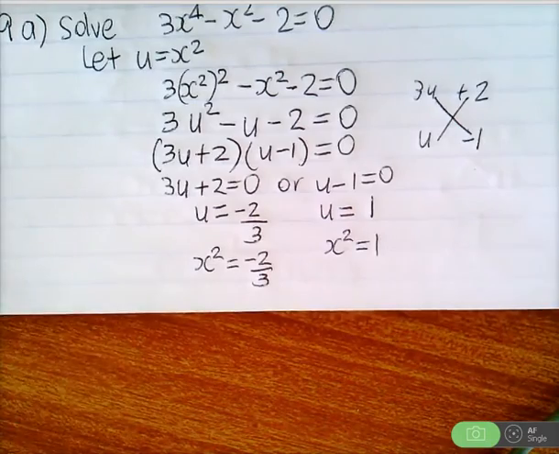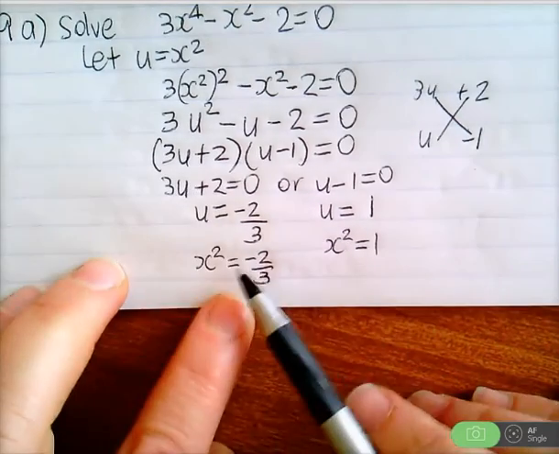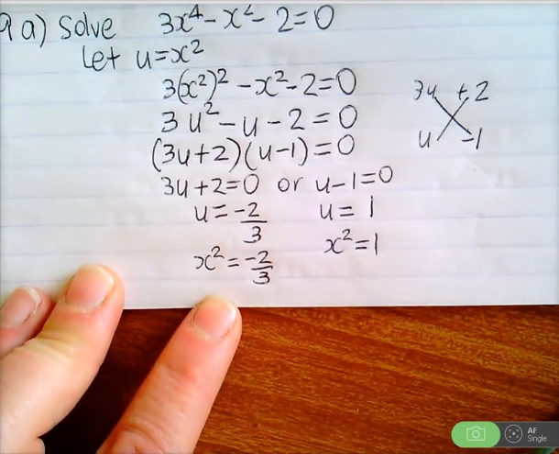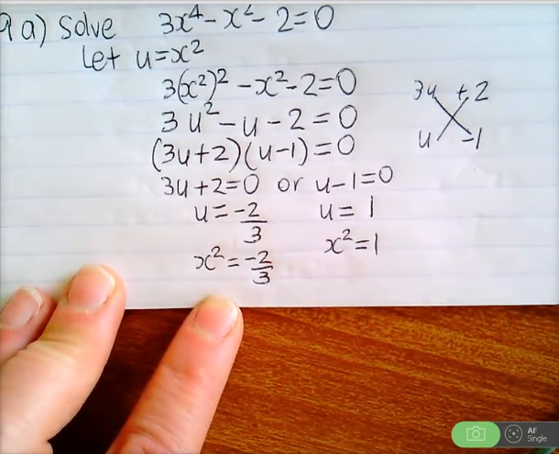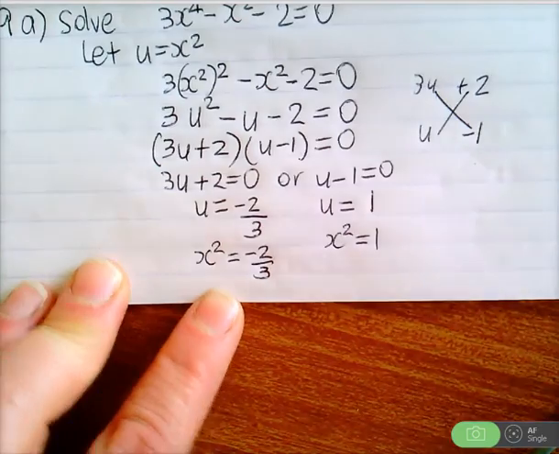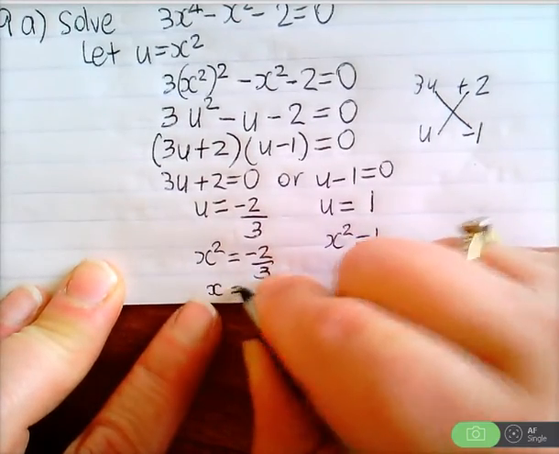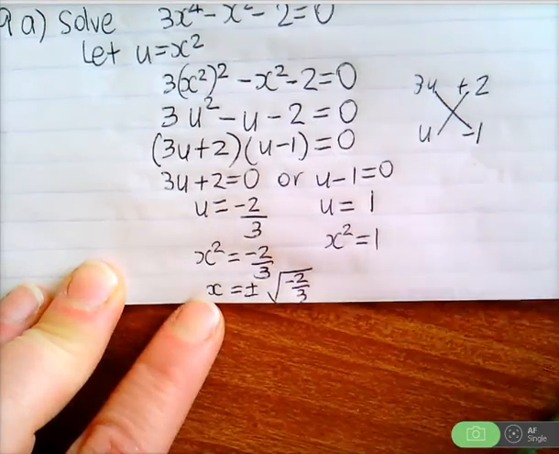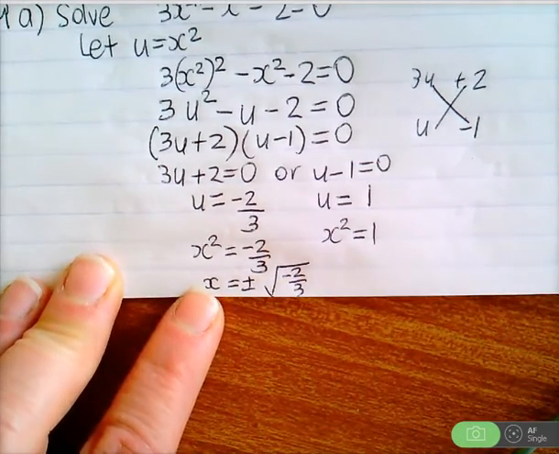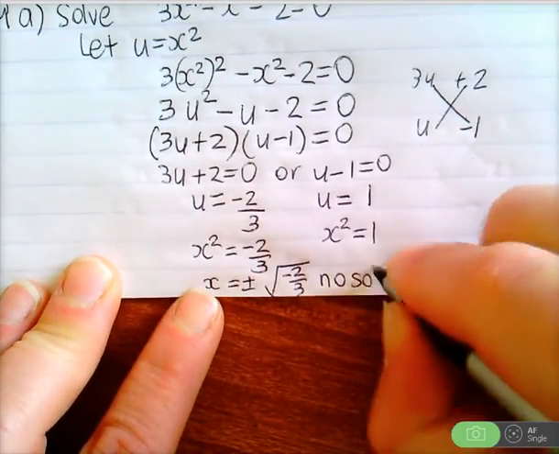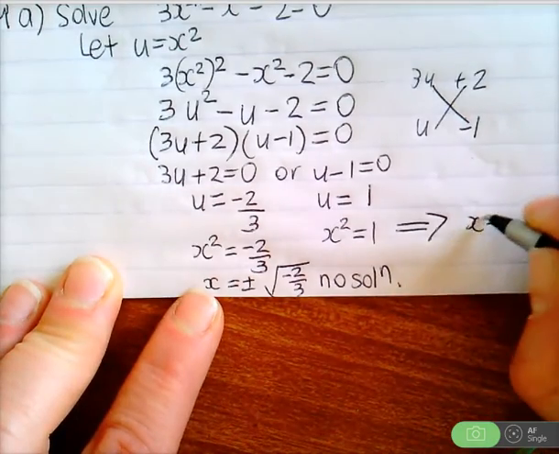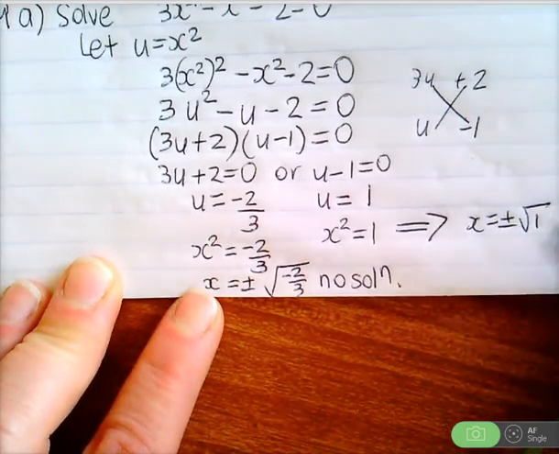Girls, can you multiply something by itself and get a negative answer? Even negative 1 times negative 1 is positive 1. Girls, if I want to do x, I've got to do plus or minus the square root of a negative number. That's got no solution. You can't square root a negative. So that is no solution. And for this one over here, x is plus or minus the square root of 1.